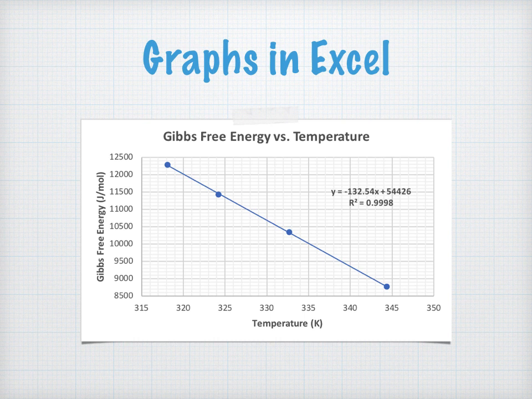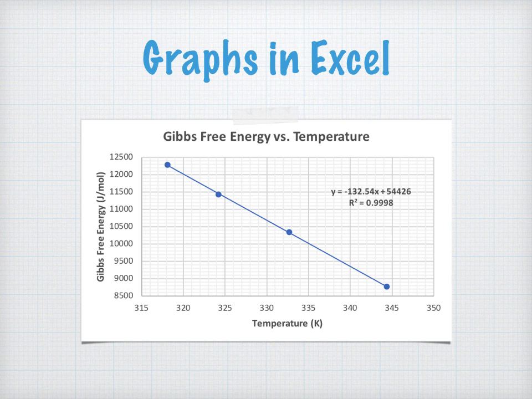You'll also take a look at some other features when graphing in Excel as you do this experiment. For example, adding grid lines so that you can easily read the points on your graph. You'll also be able to easily insert a best fit line. And the slope and the equation for that best fit line will be automatically calculated for you.